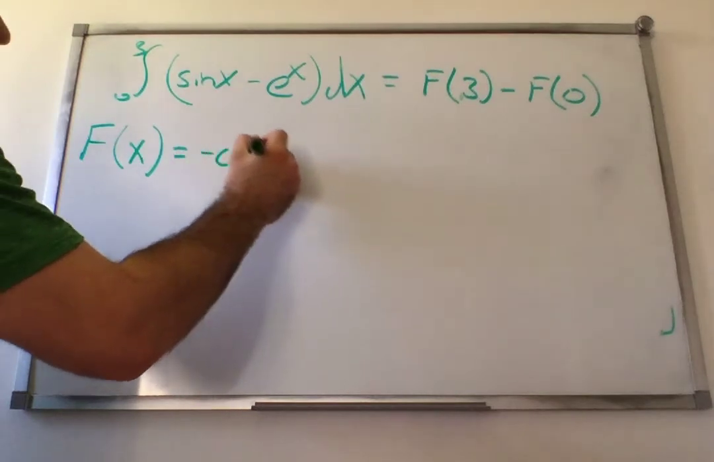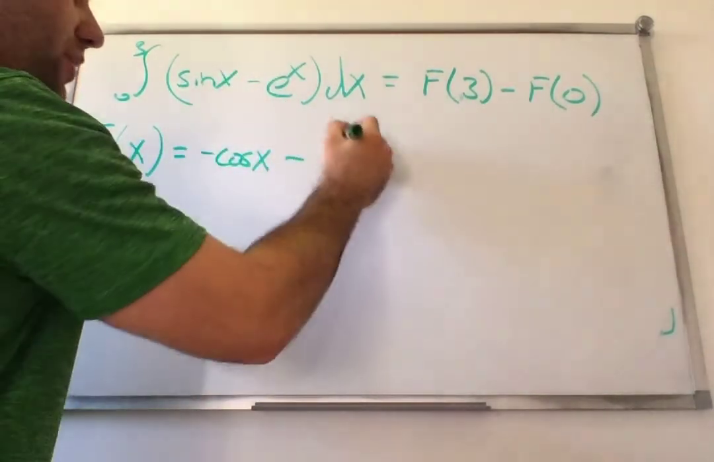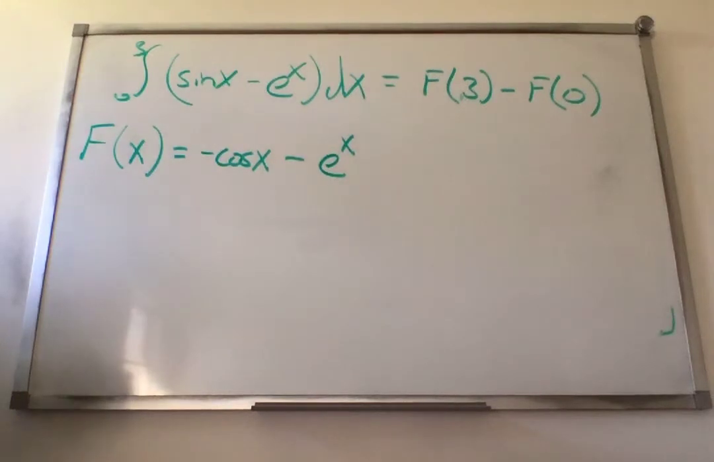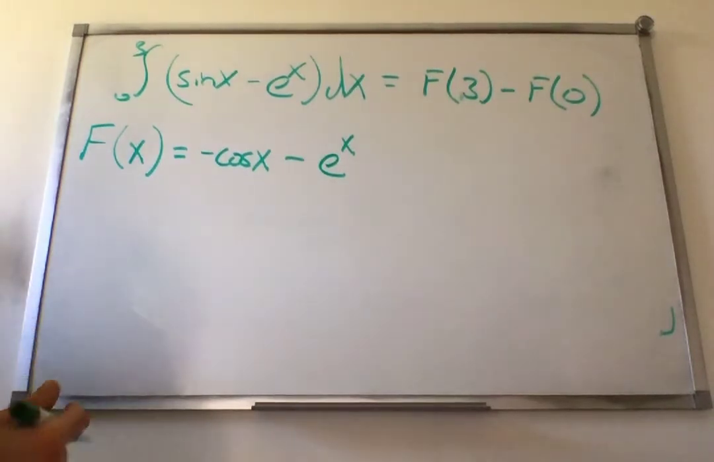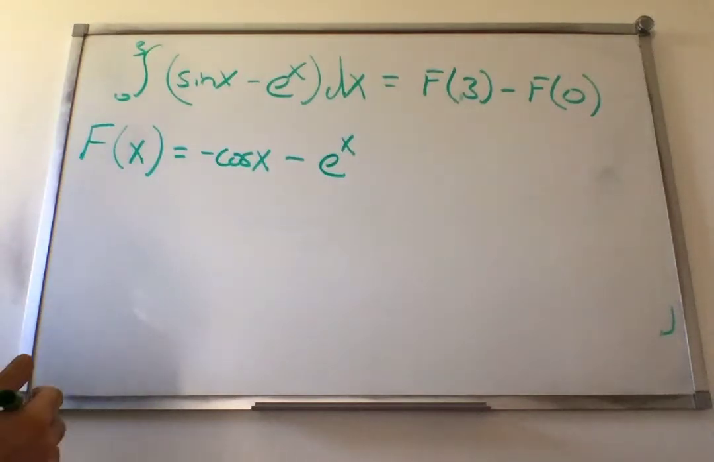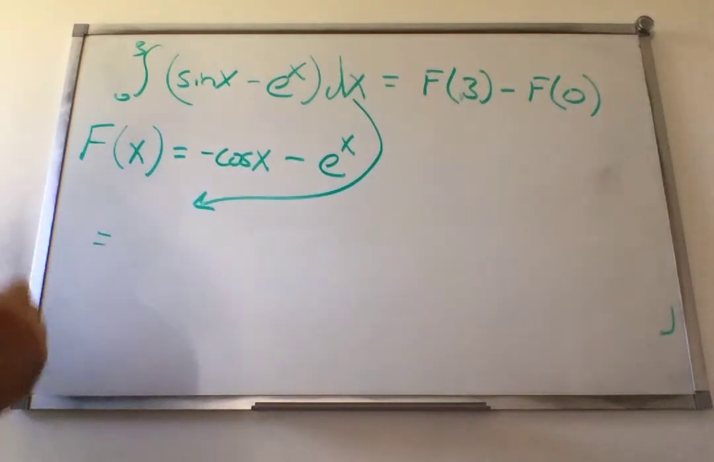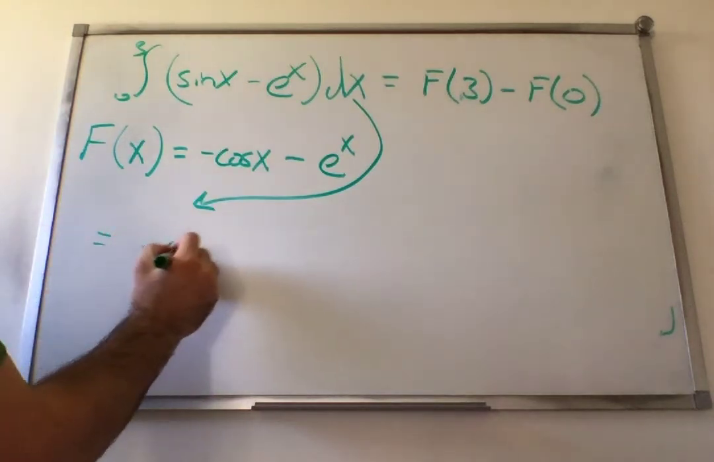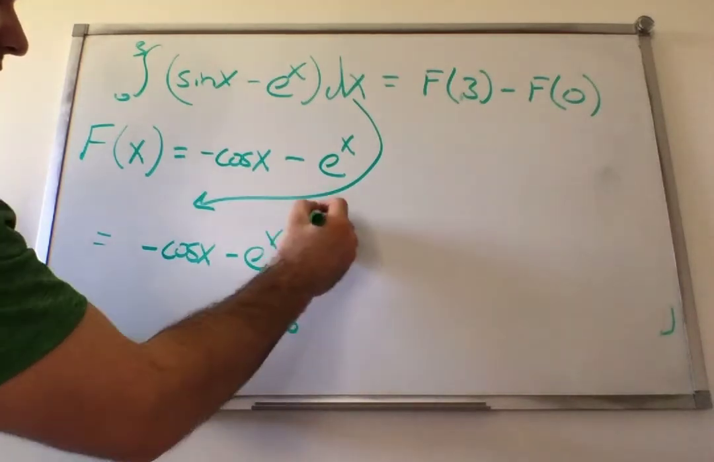That's negative cosine of x, minus, what function, if I take the derivative of it, I get e to the x. Well, going backwards, that's still e to the x. Here is my antiderivative. All I did was go backwards. If I take the derivative of this, I'm going to end up back here. That's one way you could check your work. So this right here is equal to negative cosine of x minus e to the x, evaluated 0 to 3.